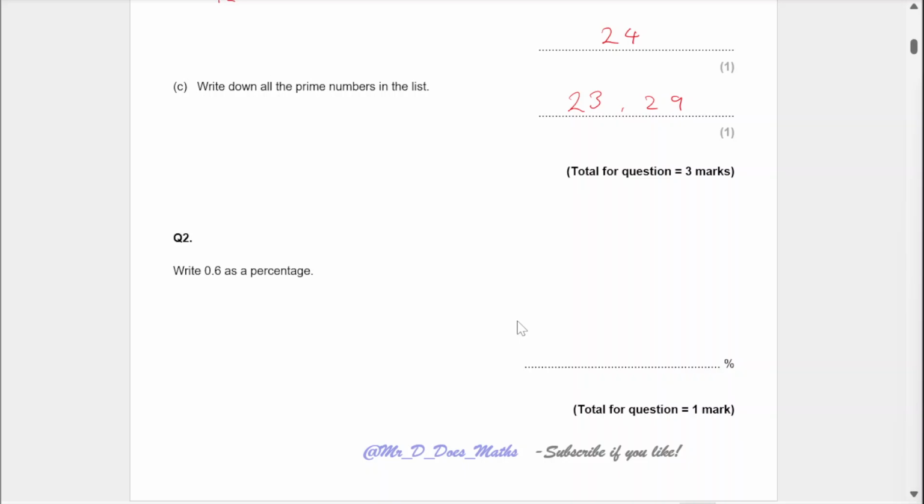Question 2, write 0.6 as a percentage. Well, 0.6 is going to be 6 out of 10, which is the same as 60 out of 100. So we're looking at percentages are out of 100, so that would be 60%.